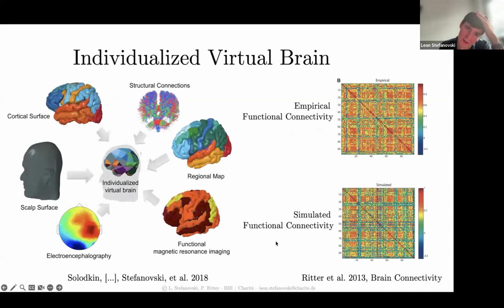The story of the virtual brain started actually not with neurological diseases, but with empirical data. Some of the first studies, like this one from 2013, showed that we can reproduce empirical functional connectivity. By using the structural connectivity of one individual subject and then bringing it to life with the neural mass models, we can get very close to the individual functional connectivity.